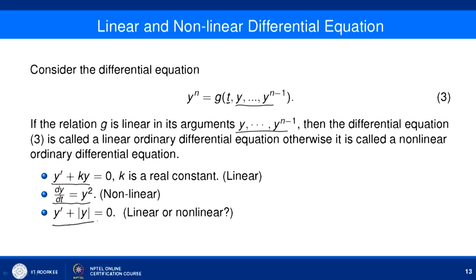But if you look at this equation y dash plus mod of y equal to 0, it looks like all these y and y dash are coming in a linear manner, but it is quite difficult to say whether it is a linear or a non-linear ordinary differential equation. So, we need to devise a method by which we can check that the first one is linear, the second one is non-linear, and whether the third one is linear or non-linear. So, let us devise a method.